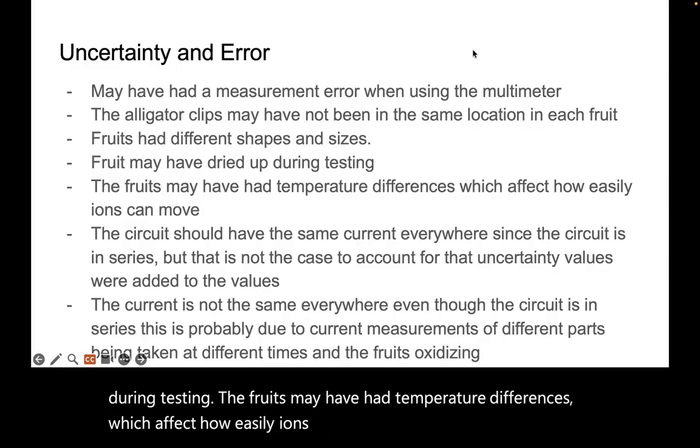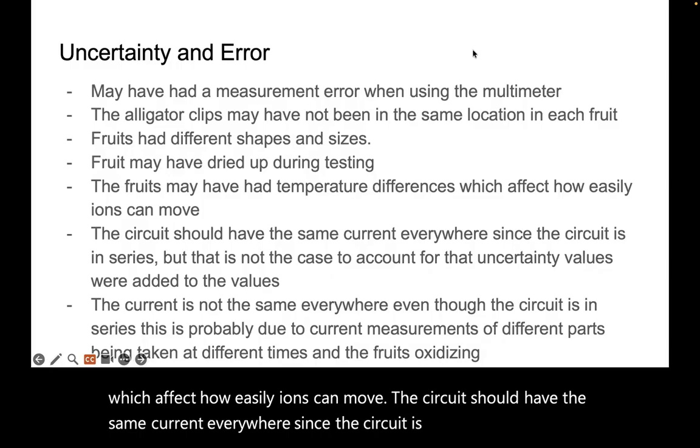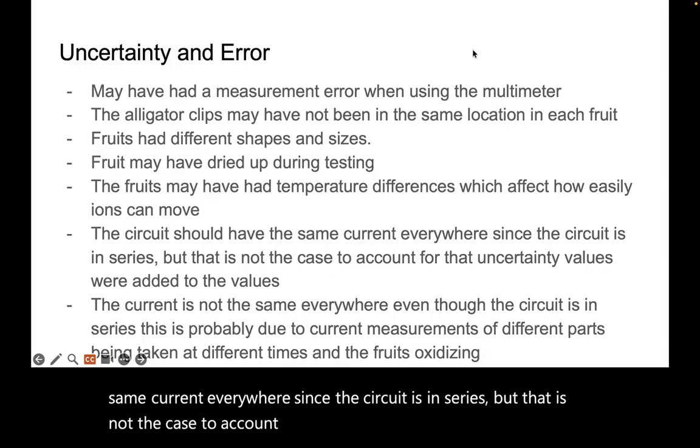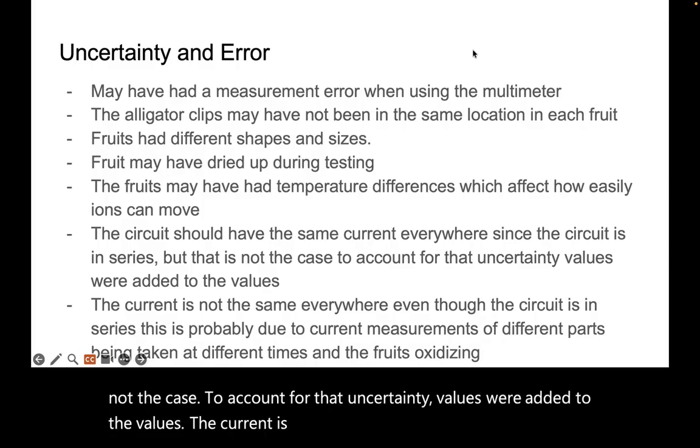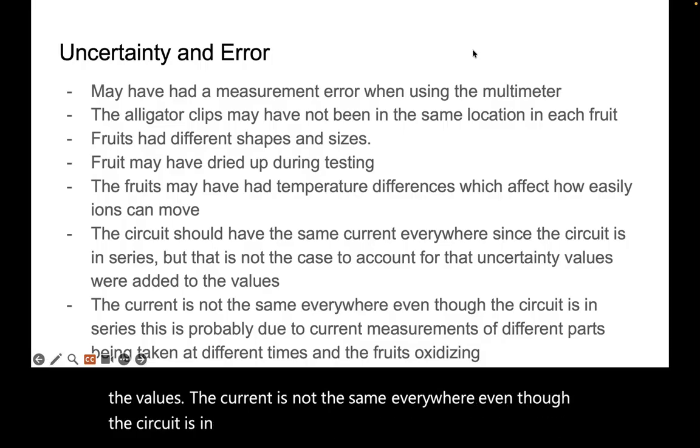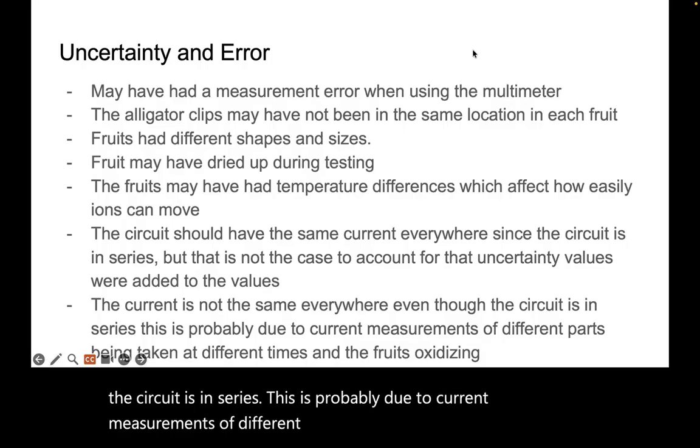The circuit should have the same current everywhere since the circuit is in series, but that is not the case. To account for that, uncertainty values were added to the values. The current is not the same everywhere, even though the circuit is in series. This is probably due to current measurements of different parts being taken at different times and the fruits oxidizing.